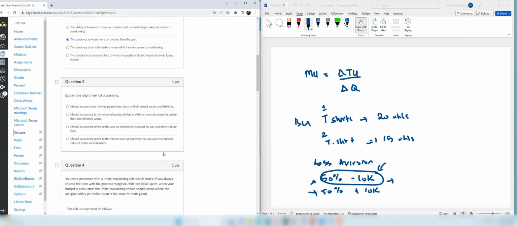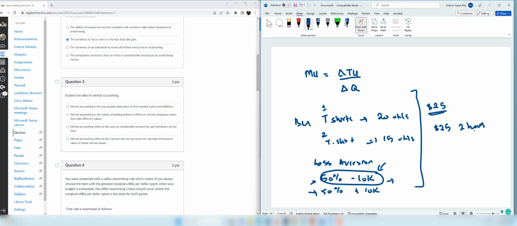Question 3, explain the idea of mental accounting. So we can use one example from your textbook to understand mental accounting. Let's say you are walking on the street and you find $25 on the street. And also you earn $25 by working 2 hours, let's say, in McDonald's.